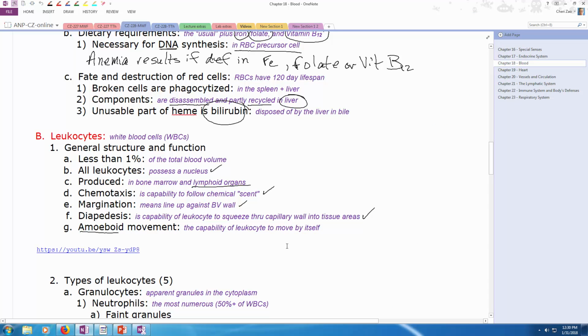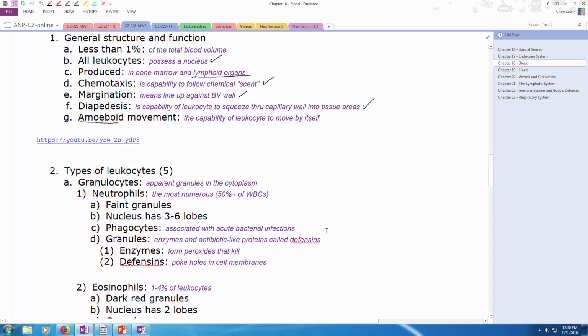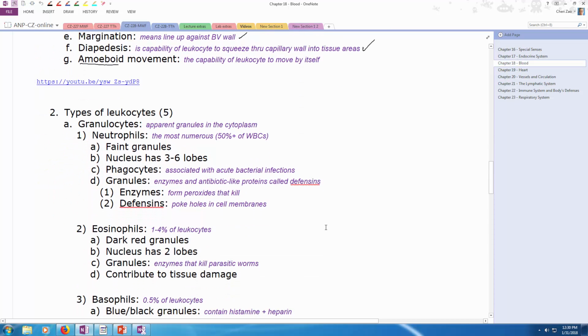So let's take a look at our 5 different types of WBCs that we have. There are 2 categories, granulocytes and agranulocytes. And this is all dependent upon when they first identified them under our compound light microscope. They could see granules produced by staining methods in 3 types, and they couldn't distinguish real granules in the other 2. So that's why we have the terminology granulocytes and agranulocytes, though there are actually granules in both.